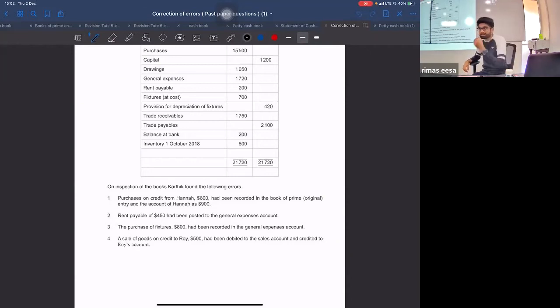So today I'm starting a new topic, which is correction of errors. We have done correction of errors before, but all the past paper questions relating to correction of errors are there in the tute. Okay. So before I start this topic, I'm going to give you the introduction of all the errors that you need to know.